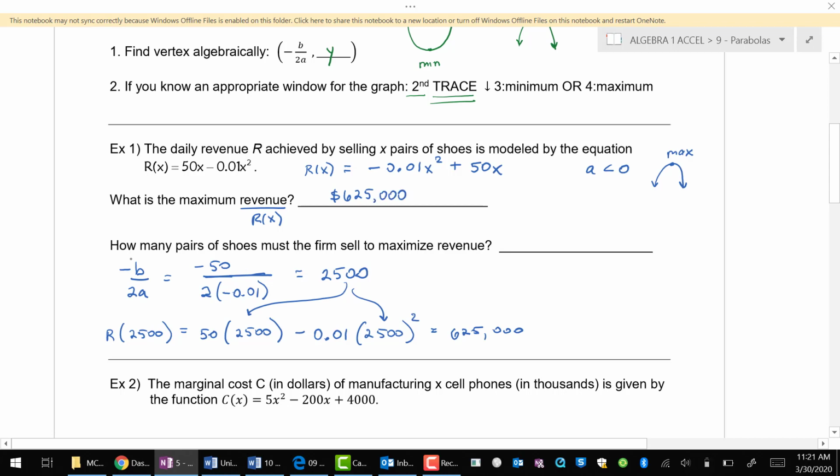Question part B says, how many pairs of shoes must the firm sell to hit that maximum revenue? Well, we already found that out. That's the 2,500 number. So 2,500 pairs of shoes. The vertex tells us a lot about a quadratic function. X was 2,500. Y was 625,000. That vertex x, y gave me the maximum revenue along with the number of shoes needed to attain that maximum revenue.